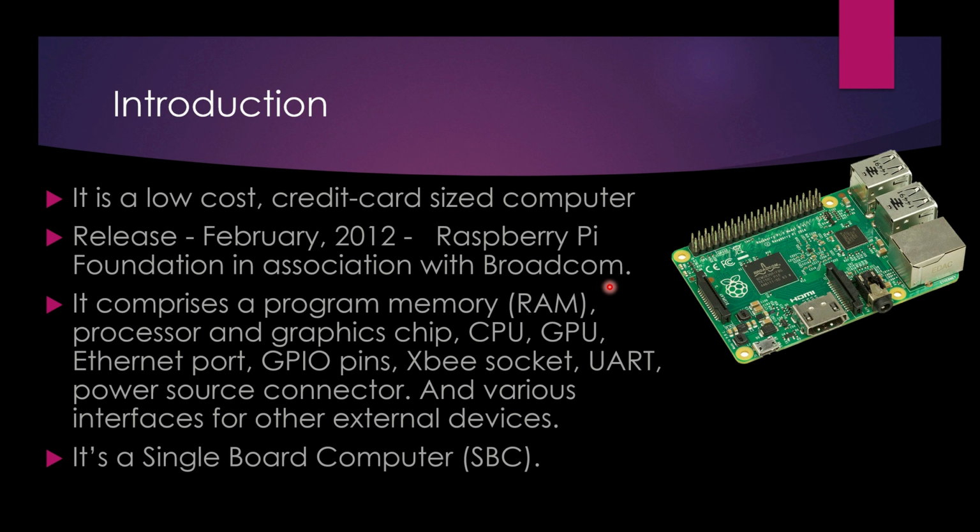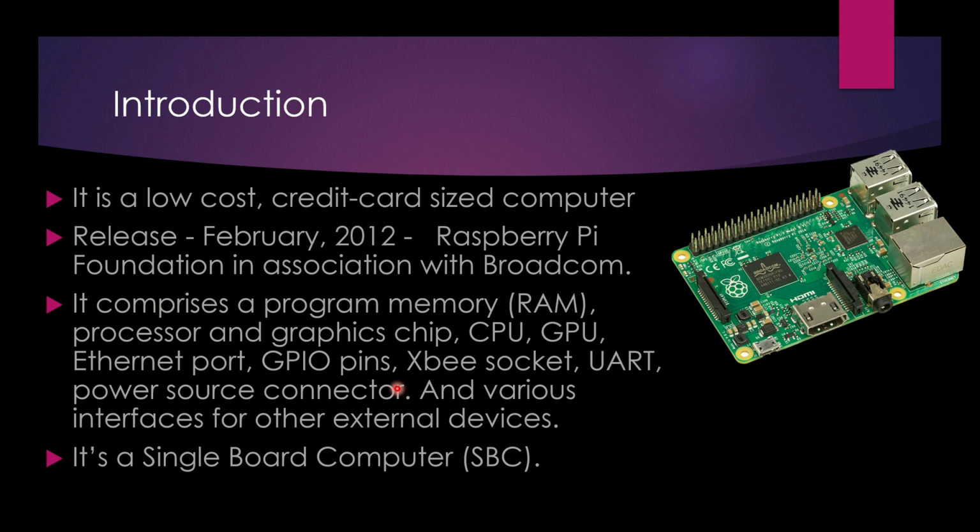It's a single board computer, which typically means a computer built on a single circuit board with microprocessors, memory, inputs, outputs, and various other features required in a functional computer. The Raspberry Pi board comprises a program memory, processor, graphics chip, CPU, GPU, then Ethernet port, GPIO pins, USB ports, and a power source connector. It also has various interfaces for connecting to external devices. Raspberry Pi board boots from an SD card, similar to a PC, which boots up from its hard drive.